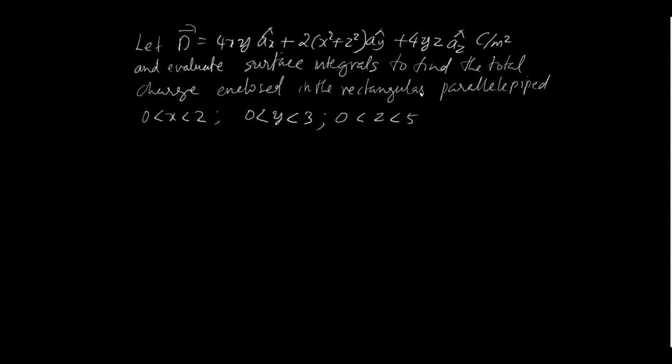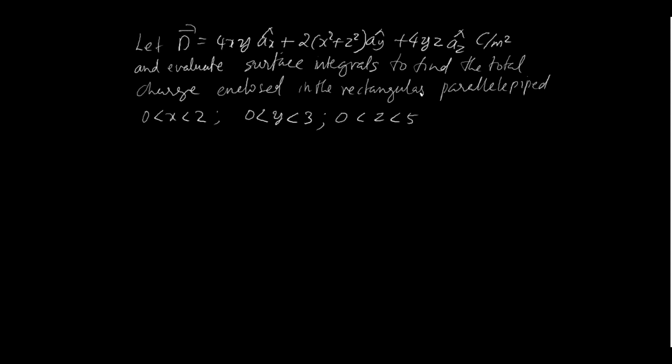So revising what we have learnt in the last class, we have studied Gauss's law, which says that total flux enclosed by a closed surface is equal to the charge enclosed by it. So total flux is obtained by using the closed surface integral of D dot dS is equal to Q enclosed. This is the mathematical formula required to calculate the total charge enclosed, where D is the flux density.